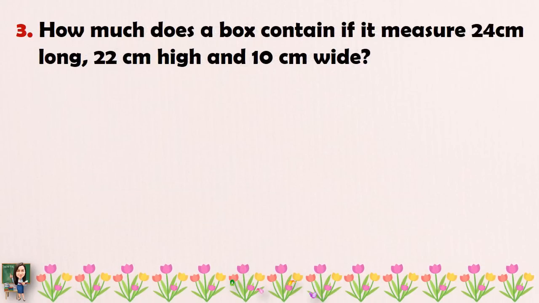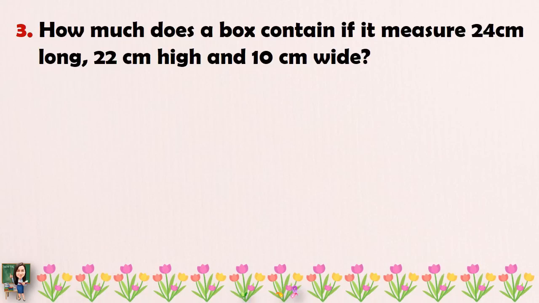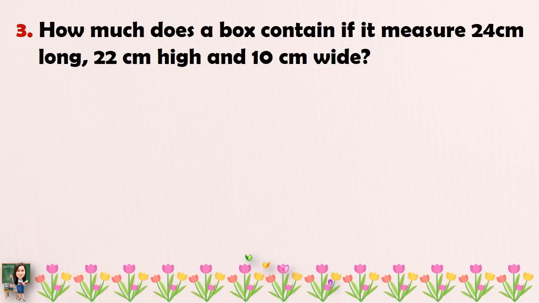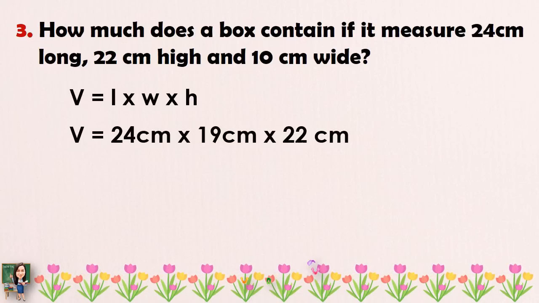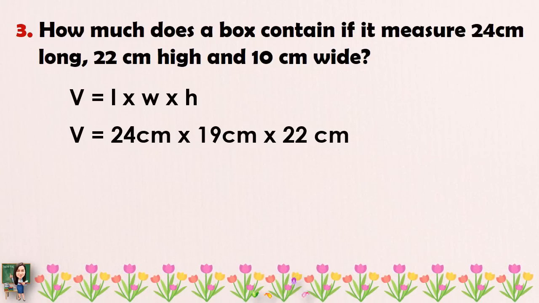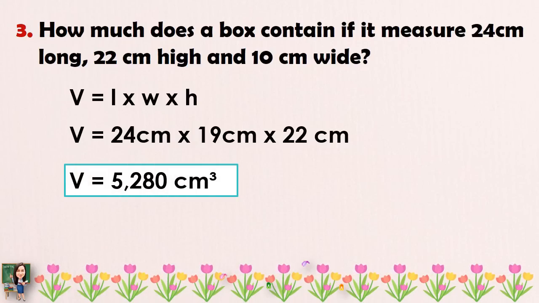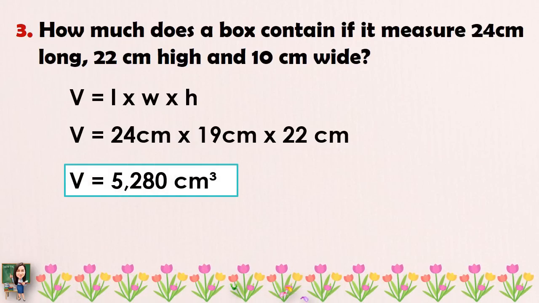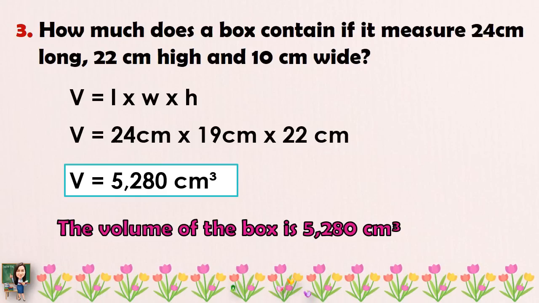Number 3. How much does a box contain? It measures 24 cm long, 22 cm high, and 19 cm wide. The formula is this, where length is 24 cm, width is 19 cm, and height is 22 cm. 24 times 19 times 22 equals 5,280 cubic centimeters. Therefore, the volume of the box is 5,280 cubic centimeters.